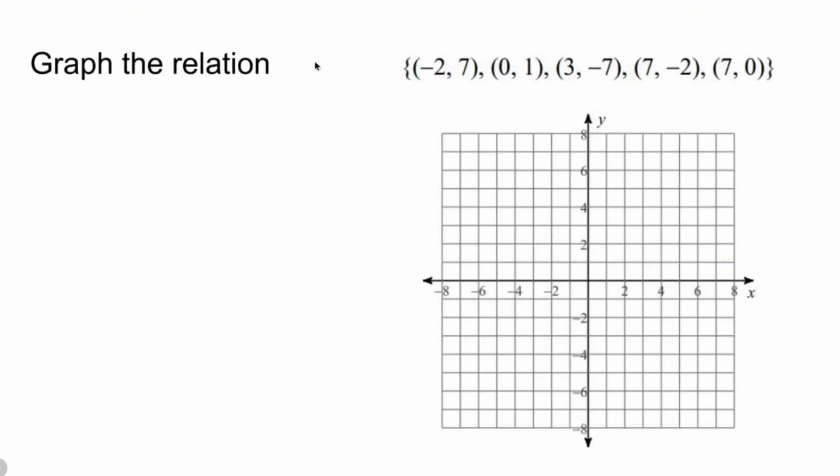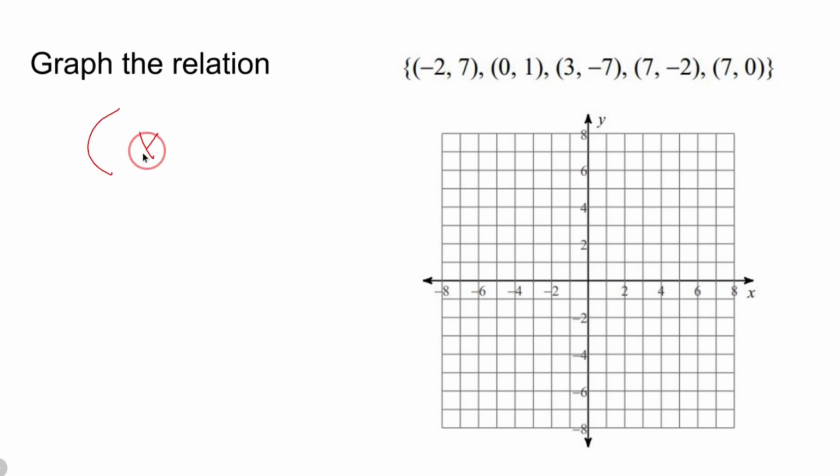My job is to graph this relation. Now, a relation is a group of ordered pairs, or a set of ordered pairs. My job is to graph these, so I'm going to graph these on a coordinate plane. Now, before we graph, let's review what a point looks like when graphed.